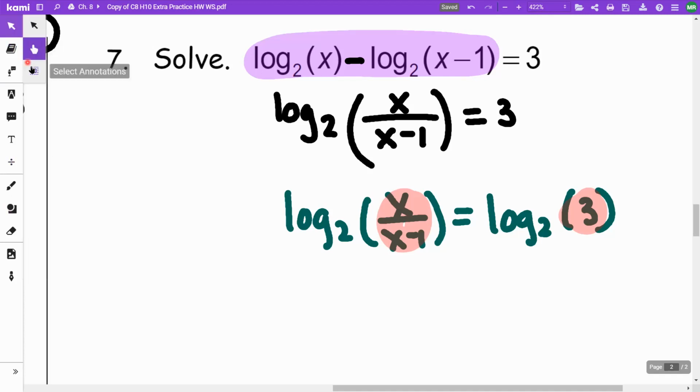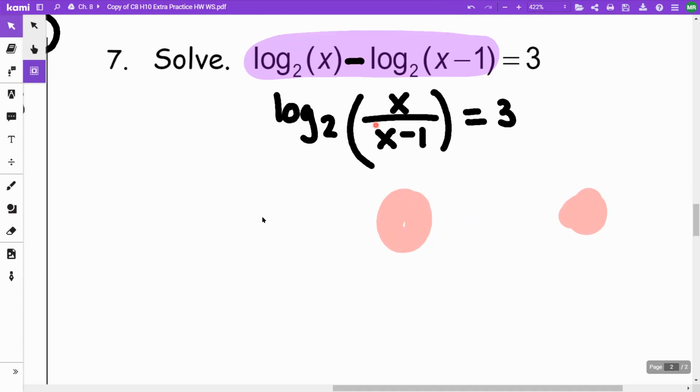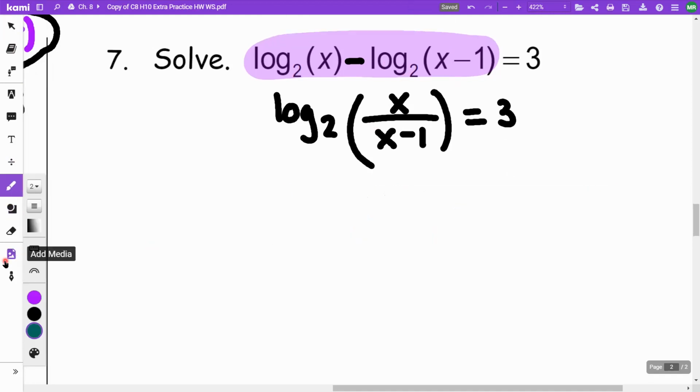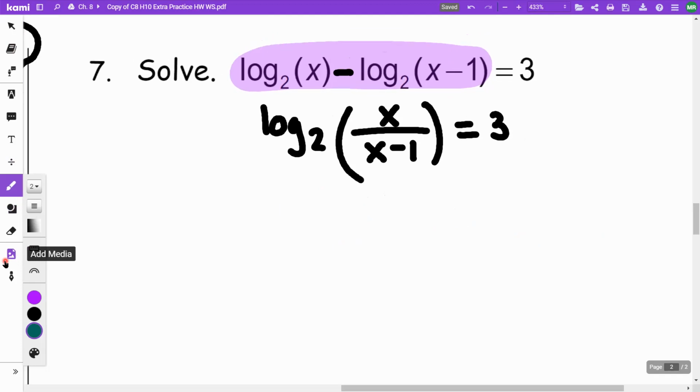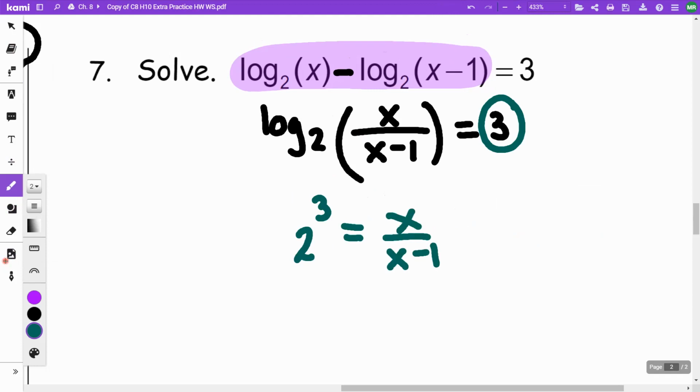So what I'm going to do is rewrite this in exponential form. So my base is 2. My log always is equal to the power. That's why we have logs, to find the power that we raise a particular base by to get a particular value. So my power 3 is equal to x over x minus 1. And 2 to the third is 8. So 8 is equal to x over x minus 1.